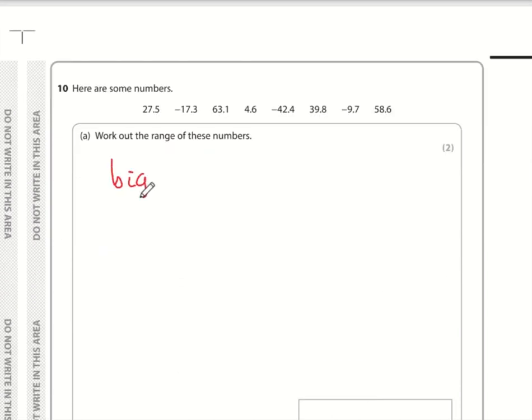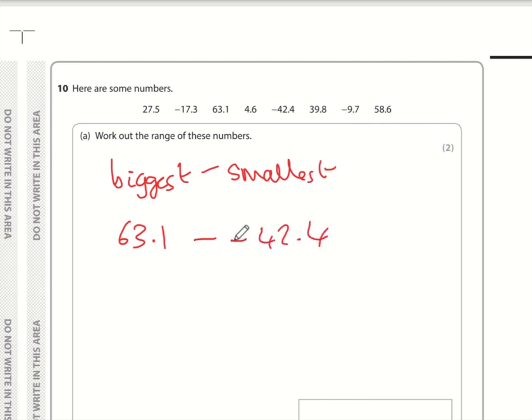Okay, so here we need to work out the range. So the range is the biggest value take away the smallest value. So what is the biggest? Well, the biggest has to be one of the positive numbers. Is anything bigger than 63.1? No, it is not. And we're subtracting the smallest, so the smallest number is the most negative number, and the most negative number is minus 42.4. So we do need to put 2 minuses.